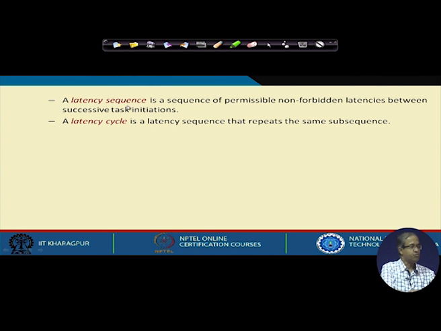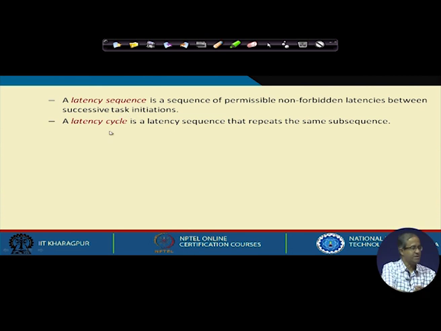Now, a latency sequence is defined as a sequence of permissible, non-forbidden latencies which do not result in a collision. Latency, as I said, is the gap between two successive data inputs. So, I can say that I am using a latency sequence of 1, 2, 1, which means between the first and second inputs I give a gap of 1. Between second and third input I give a gap of 2, between third and fourth input I again give a gap of 1. So, I say that I am using a latency sequence of 1, 2 and 1.